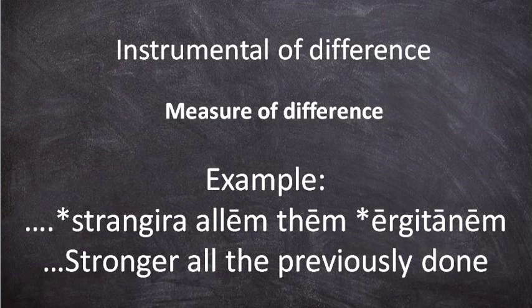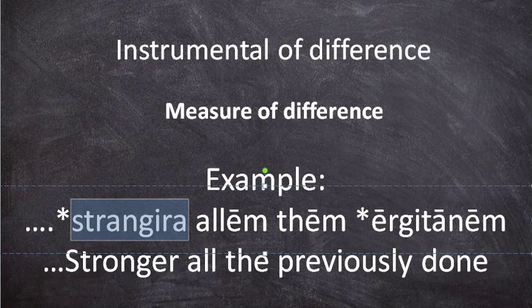Finally, we have "strangera alem them ergitanem." So what's going on here? Stronger, all the previously done. How do we unpack this? Because this is taken from a longer sentence, strangera is actually in the nominative singular neuter, because the subject of the sentence is in the neuter. So: stronger, all them previously done.